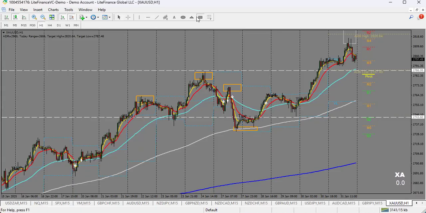So we can go and form our ADR boxes. So our ADR is around 296 here for gold, so 296.